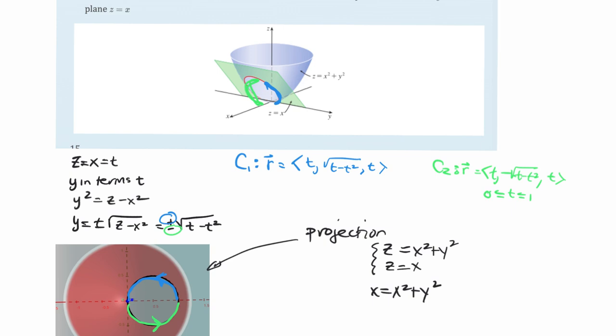Now that's a circle, but it's not centered at the origin. I know that because of this x. So to put this in standard form, I'll subtract the x from both sides and get 0. x squared minus x plus y squared equals 0. I'm getting ready to complete the square. So I take half of the coefficient and square it. That's 1/4, and I add that to both sides.